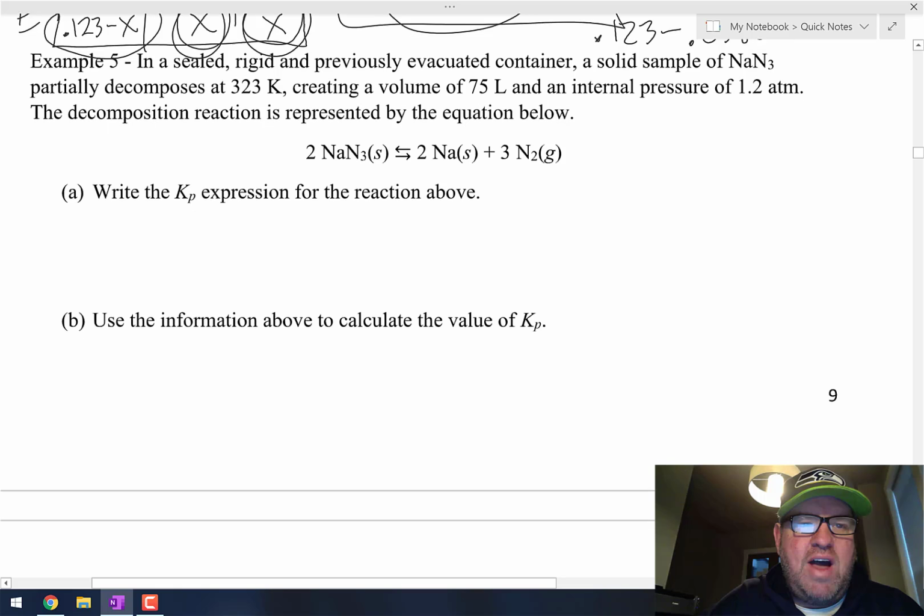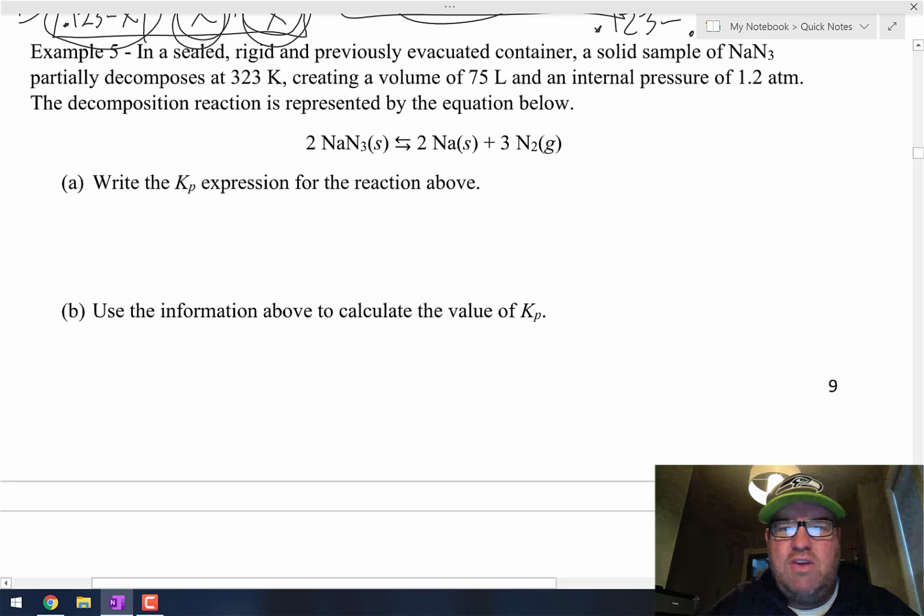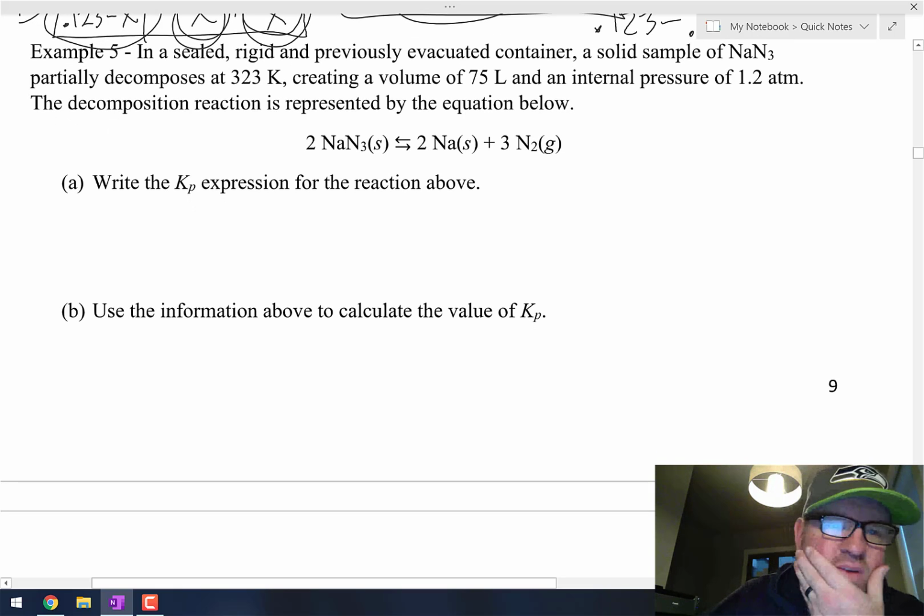Okay, number 5. In a sealed, rigid, and previously evacuated container, a solid sample of NaN3 partially decomposes, creating a volume of 75 liters and an internal pressure of 1.2 atmospheres. The decomposition is represented by the equation below. Write the Kp expression for the reaction above.